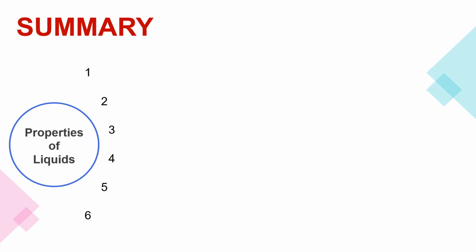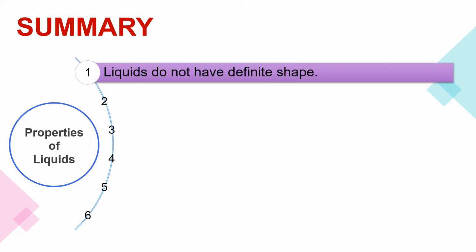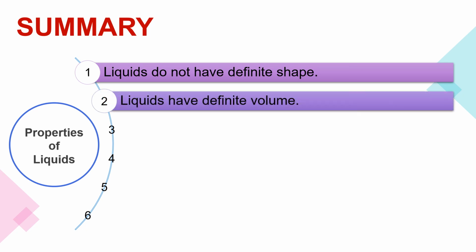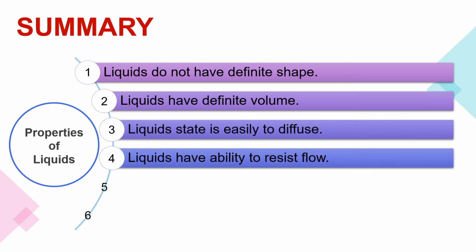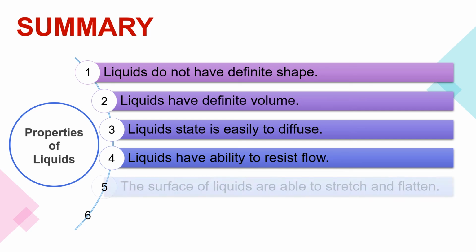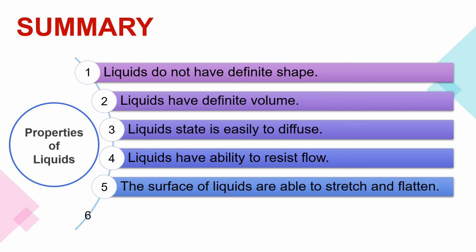So, we can summarize that liquids do not have a definite shape, but liquids have a definite volume. Liquids diffuse easily and have an ability to resist flow. The surface of a liquid is able to stretch and flatten, and liquids cannot be compressed.